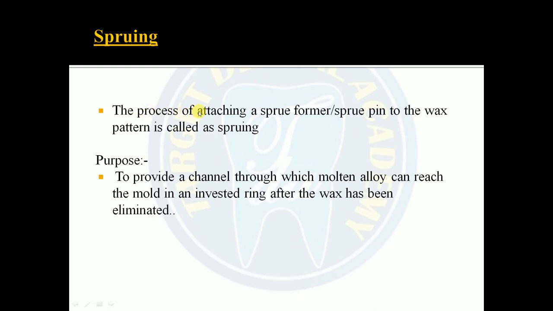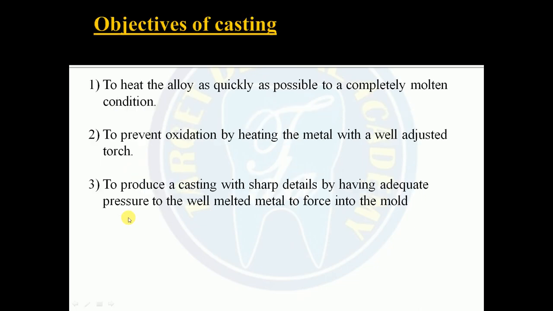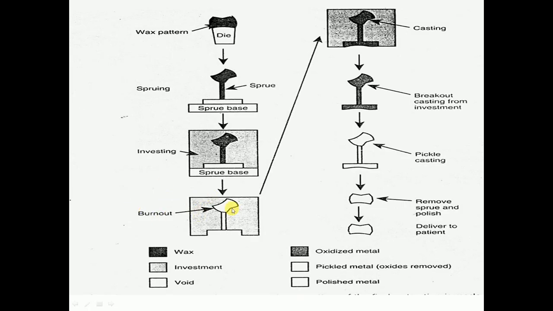The process of attaching a sprue former or a sprue pin to the wax pattern is known as sprueing. So what is the purpose of sprueing? It is basically to provide a channel through which molten alloy can reach the mold in an investment ring after the wax has been eliminated. It means after the burnout, you get a hollow space in which you put your casting material.